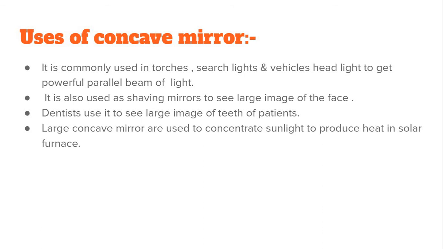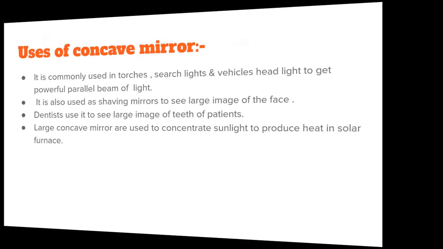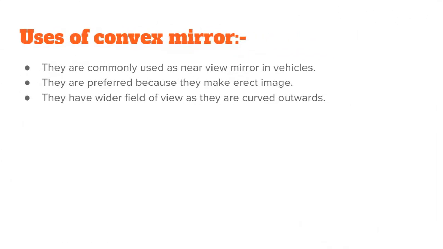Dentists use it to see a large image of the teeth of patients. And large concave mirrors are used to concentrate light to produce heat in solar furnaces. So now let's move to uses of convex mirror. For convex mirror, a diminished erect image is formed, so they are commonly used as rear view mirrors in vehicles. You might be thinking that we can also use a concave mirror, but no.